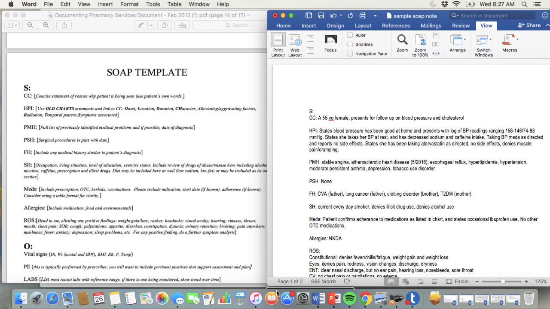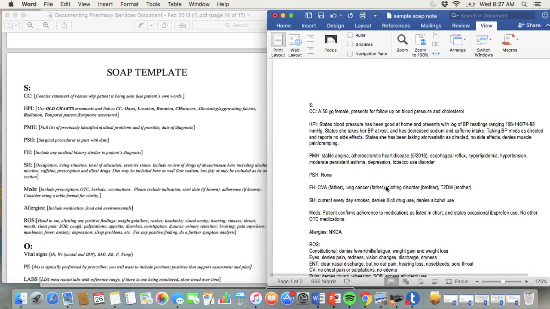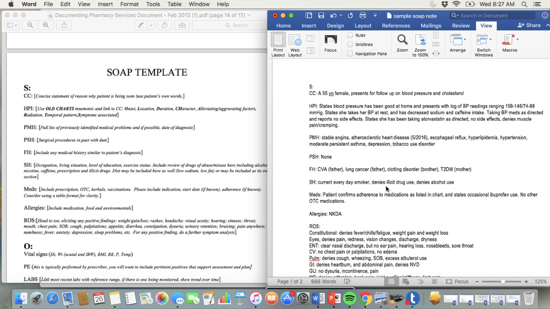So we'll start from the beginning and compare the template with a sample note. We'll start with the subjective and the chief complaint. For this particular case, we have a 55-year-old female who presents for follow-up on blood pressure and cholesterol. For the chief complaint, you should use the patient's own words for why they're coming into the pharmacy or the clinic that day.